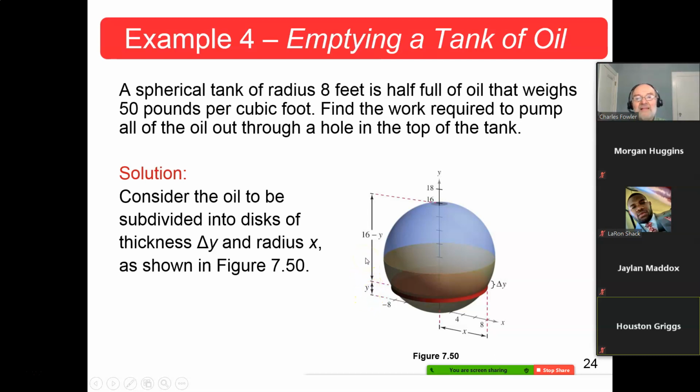Now, how far are you pumping? How far you're pumping is up to 16, because you have to pump it up to the top of the hole, which is the top of the tank, 16 feet up there. But you're only having to pump it up from wherever you started at y. So 16 minus y is how far you pumped it. That's your distance.